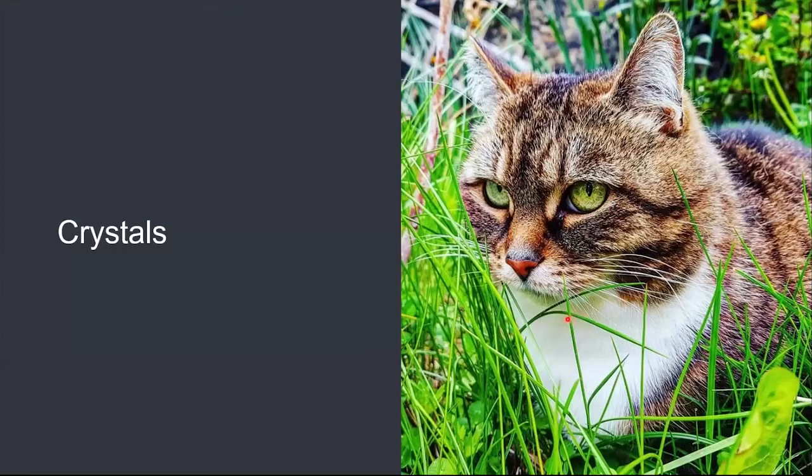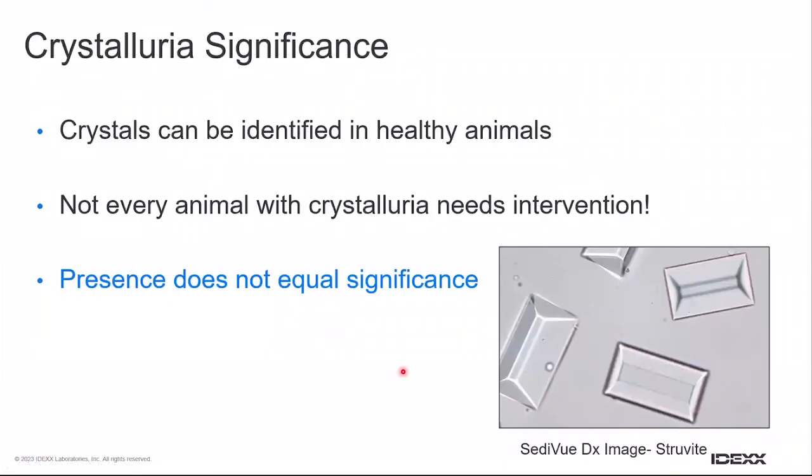So now we'll move on to crystals. I'm sure most of you will be very familiar looking at crystals, but a little refresher doesn't go amiss. Probably the most important take-home message from today is that crystalluria does not equal pathological, and I think crystalluria is often over-interpreted in veterinary medicine. We can identify crystals in completely healthy animals, and not every animal with crystalluria needs an intervention. So their presence definitely does not equal significance.